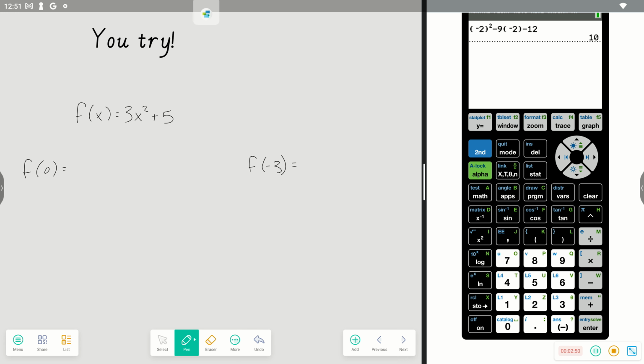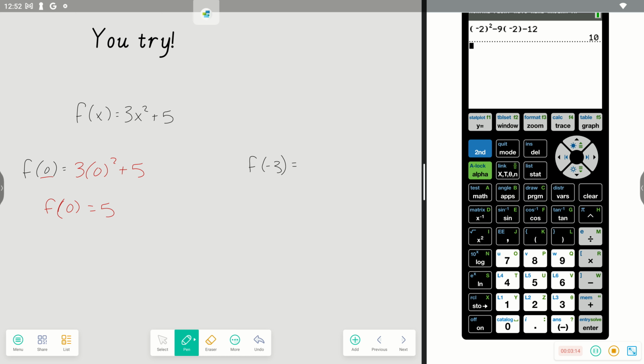So I'm going to write the same exact function, but instead of x, I'm going to write a 0 in parentheses. So we have 3 times 0 squared plus 5. 0 squared is 0. 3 times 0 is still 0. So f of 0 is just 5. You could type that in your calculator if you didn't do all that mental math also.